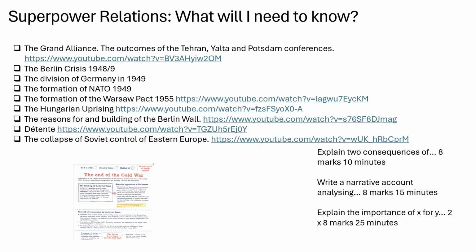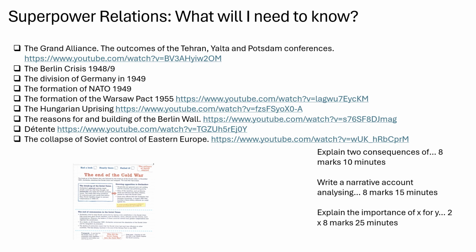On your screen you can see what you will need to know for your superpower relations booklet. So Grand Alliances, Berlin Crisis, Division of Germany, Formation of NATO, Formation of Warsaw Pact, Hungarian Uprising, the reasons for and building of the Berlin Wall, détente, and the collapse of Soviet control in Eastern Europe. These could come up in 3 different ways.